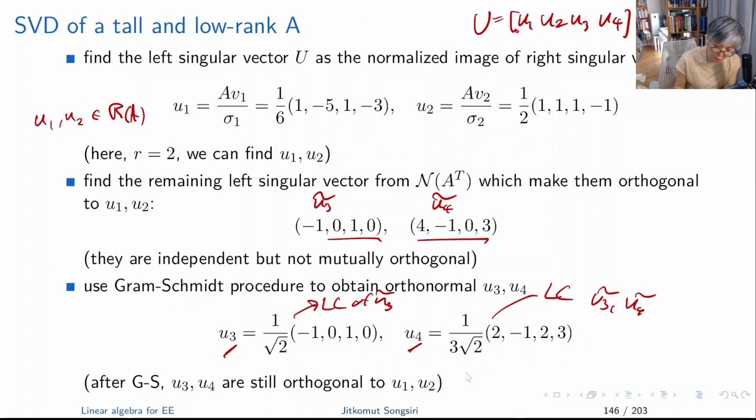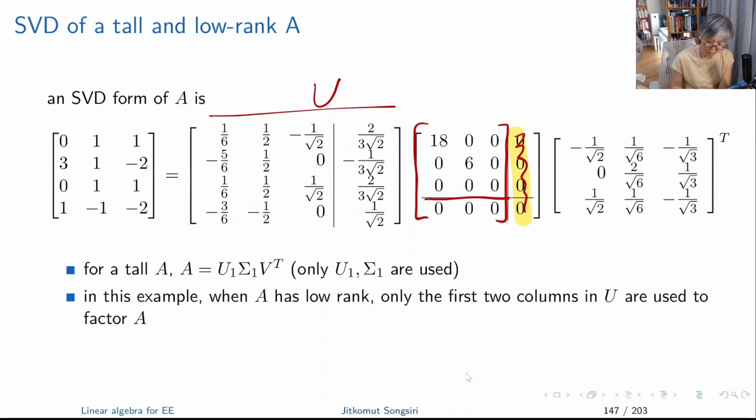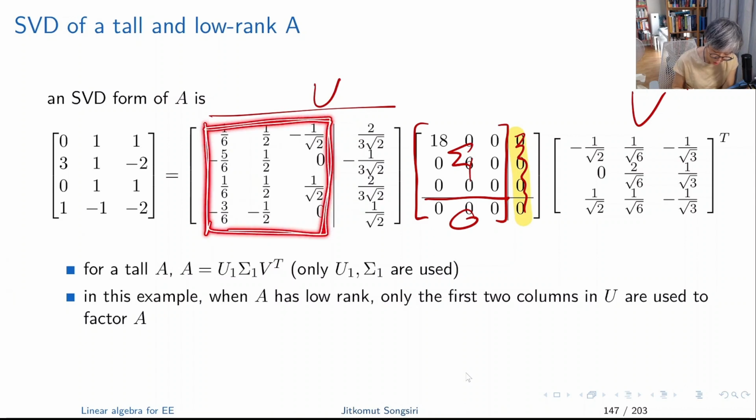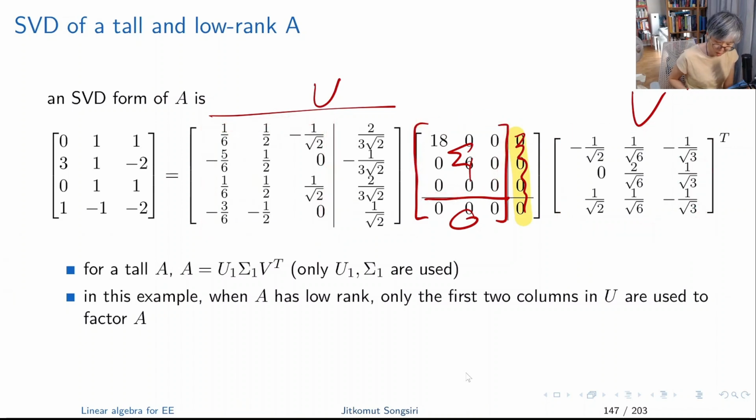Once we have found 4 columns in U, we just stack them as columns in the matrix U. And sorry, this is not supposed to be here, so this is not correct. The matrix sigma is supposed to be just this. So this is U, this is sigma 1, 0, and this is V transpose. For the tall A, the only thing that matters to the calculation is the partition U1, sigma 1, and V transpose. Only U1 and sigma 1 are used.